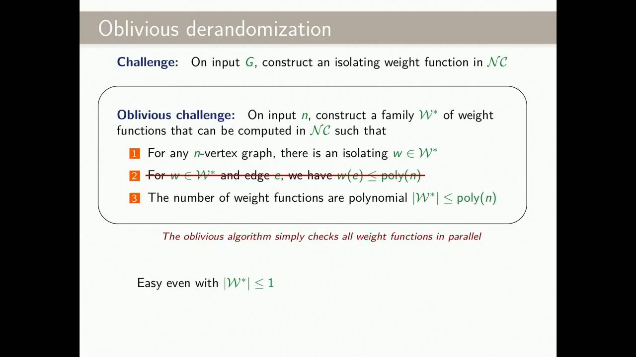And if I don't bound the number of weight functions, just take all the possible outcomes and you're fine. Okay, so the real trouble here is to do this.